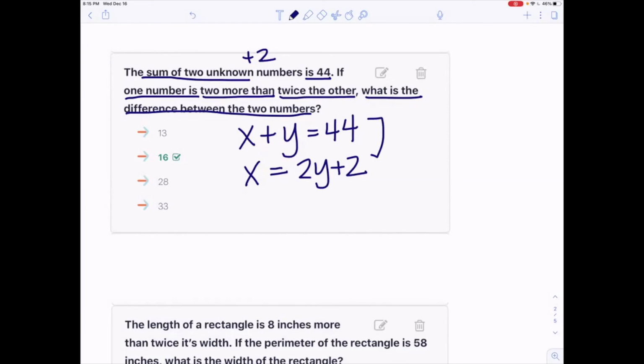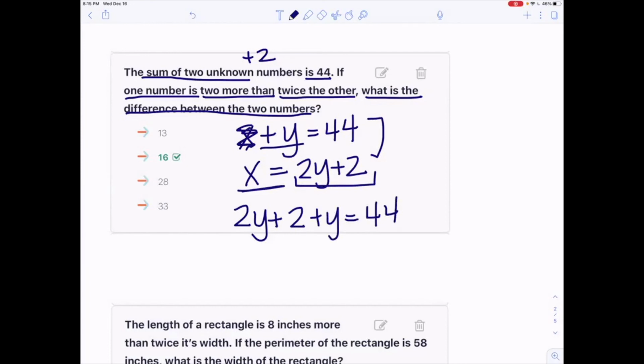Okay, awesome. So now we're going to do substitution. Wherever I see x, I'm going to replace it with this, okay? And I see an x here, so I'm going to replace it with 2y plus 2. So I'm going to rewrite it down here. 2y plus 2, that cancels this out, and I keep going, plus y equals 44. I'm going to combine like terms. 2y plus y is 3y plus 2 equals 44.